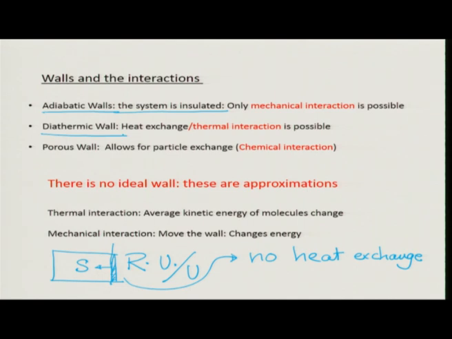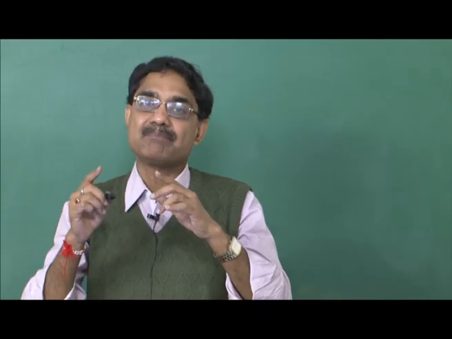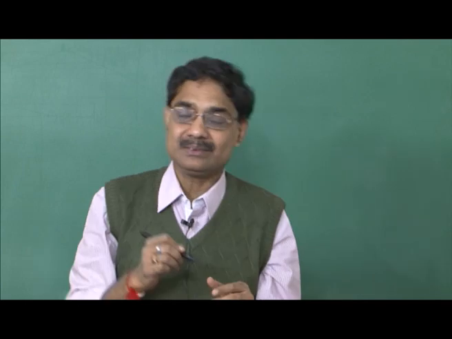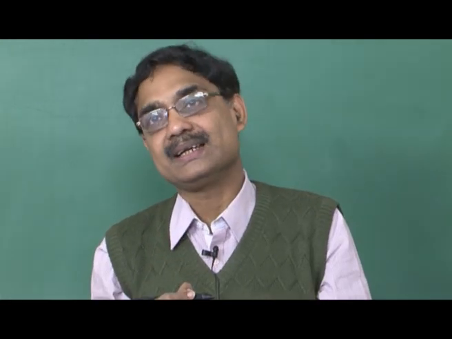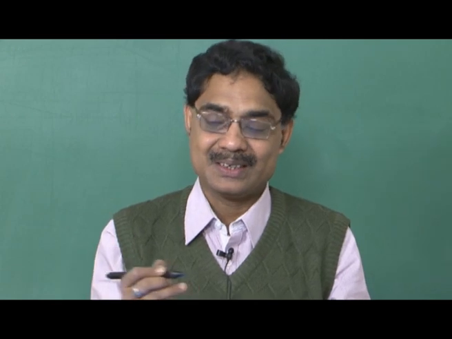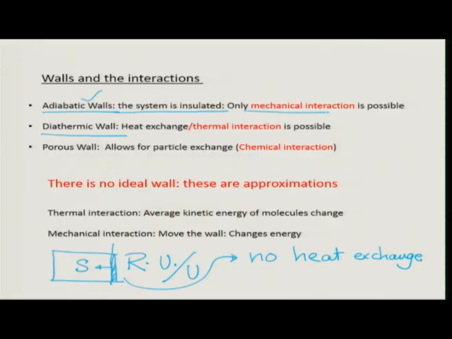Diathermic wall is just the opposite of what I defined as an adiabatic wall. Diathermic wall, on the other hand, allows for heat exchange. This is very, very important. One wall is not allowing any heat exchange, the system is completely insulated from the rest of the universe, that is the adiabatic wall. Okay. Diathermic wall, on the other hand, allows for heat exchange. So there is mechanical interaction possible in the case of the adiabatic wall, and in the diathermic wall there is a thermal interaction possible, that means there is heat exchange, and mechanical interaction is also not stopped.